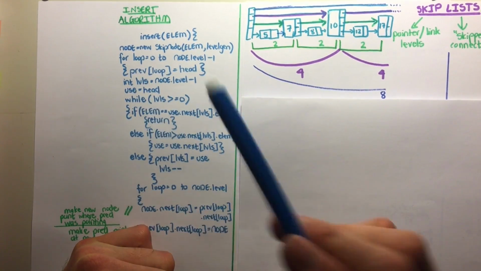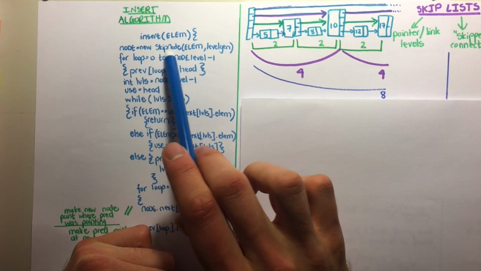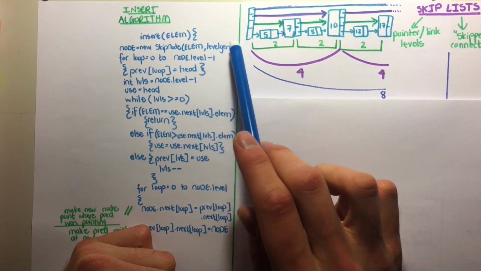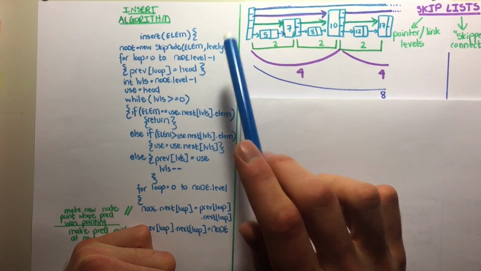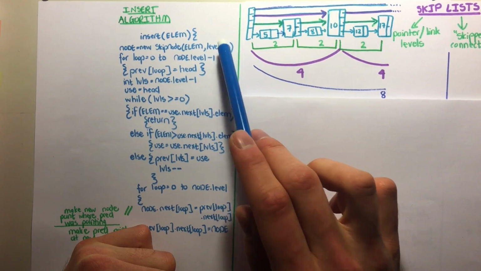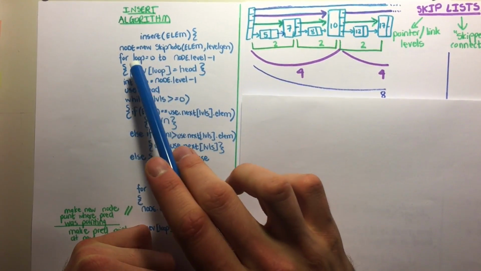Now we want to create a new node to insert into the skip list. So now we say node is assigned a new skip node with the element, and our random, remember we generate a random level. So 1, 2, 3, 4, whatever the level is, we send that in and we create a new skip node with that number of levels.